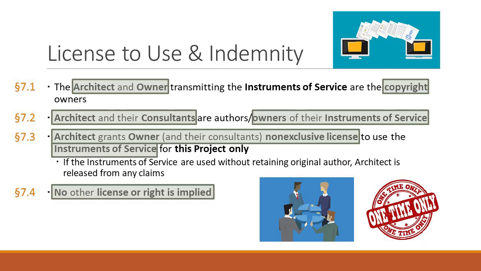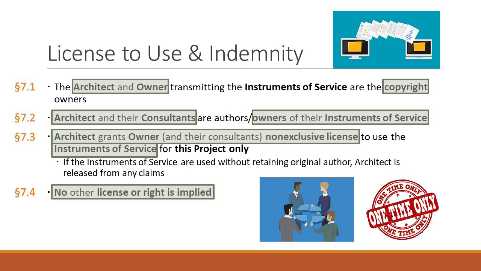The transmitting party is the copyright owner of such information and/or has permission from the copyright owner to transmit such information. So this right away says, we recognize that the instruments of service, your drawings and specifications, you, the architect, are the owner. And when the owner is giving that, they're transmitting that to the contractor. They have the permission from the architect to give those drawings for the contractor to use. So that's what 7.1 says.